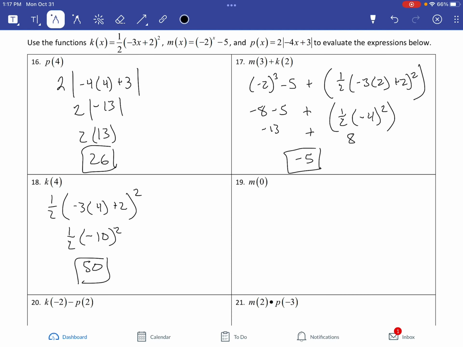All right, m of 0. So I have negative 2 to the 0 power, minus 5. Well, if you know the rules of exponents, anything raised to the 0 power is just 1. We have 1 minus 5, which gives you negative 4.